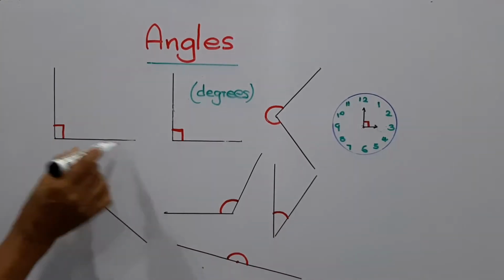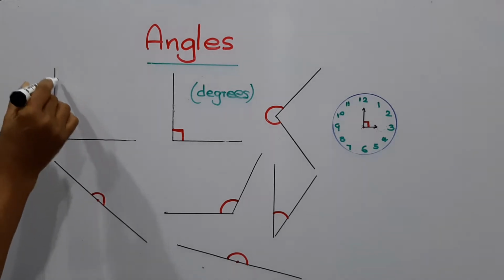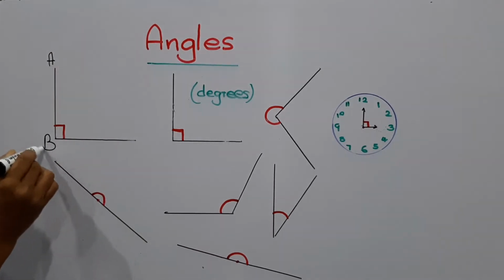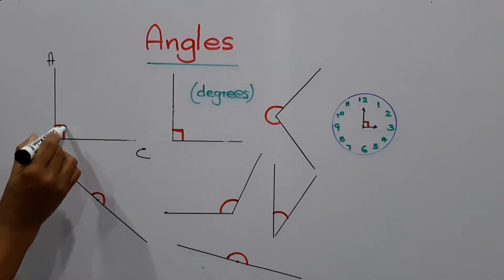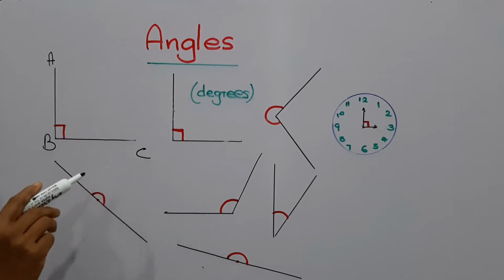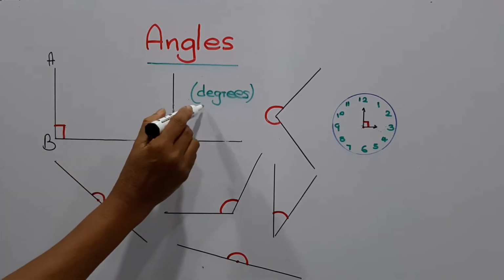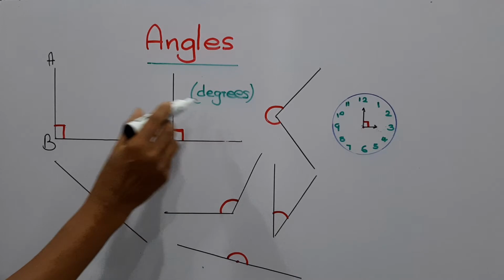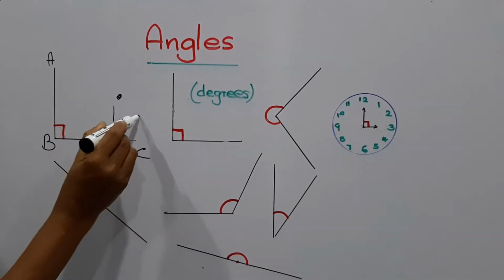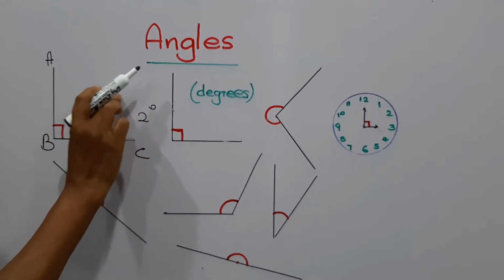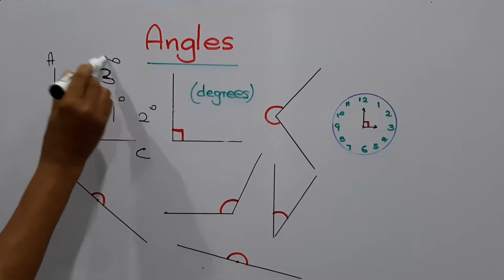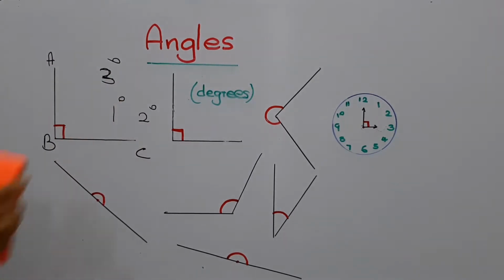Now we'll see the first figure. You can see, we'll name this A, B, and C. Can you see here there's an angle, right? A standard unit to measure angles is degrees, right? You can write 1 degree, 2 degrees, 3 degrees, like that, right?